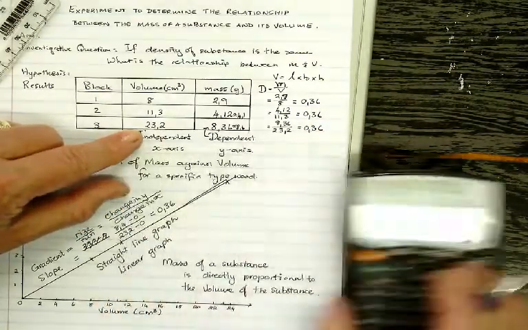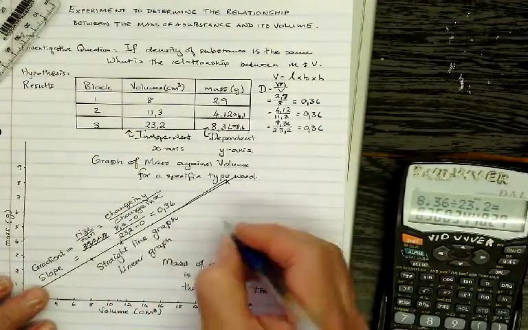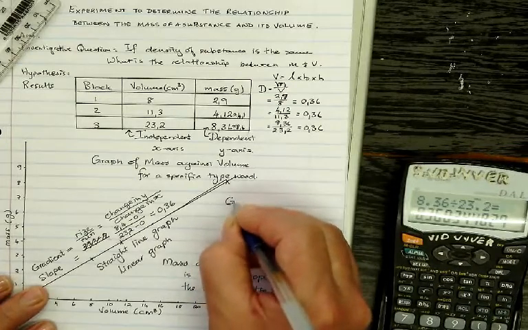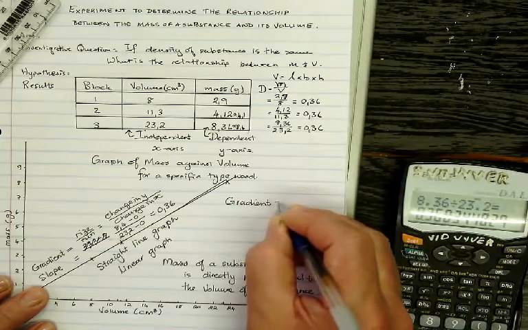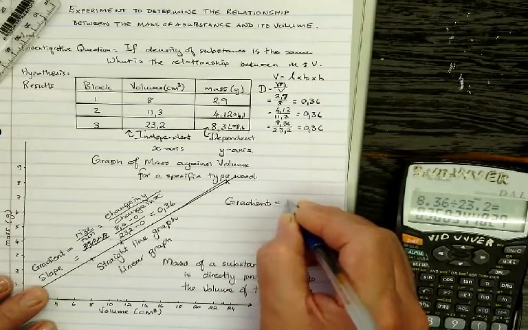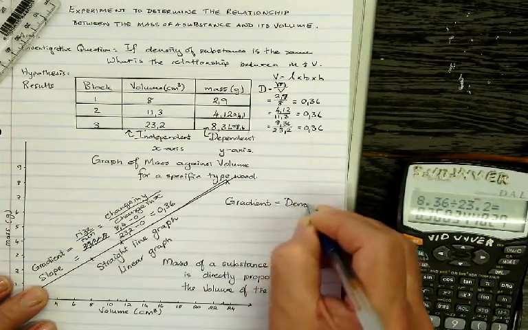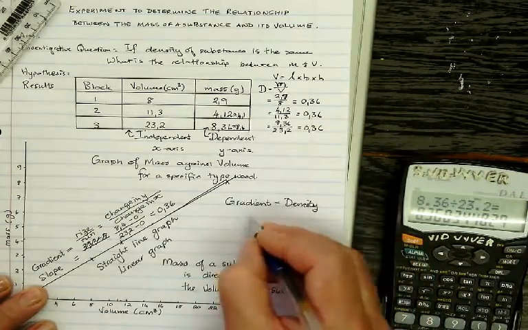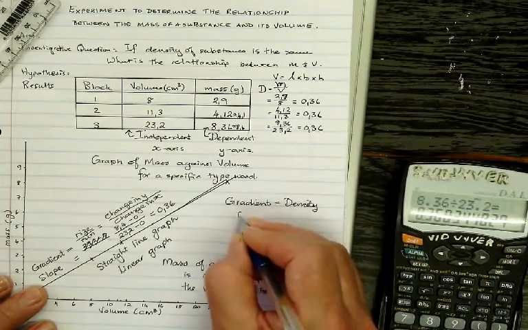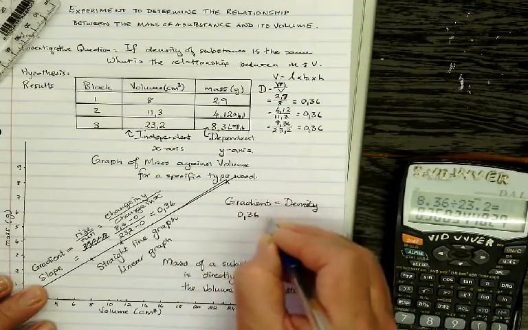The gradient or the slope will give us the density of the substance. So the gradient is 0.36 grams per cubic centimeters.